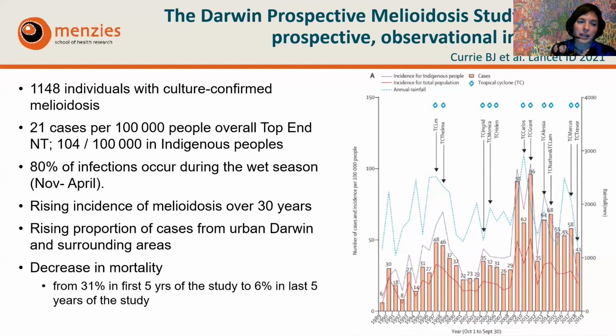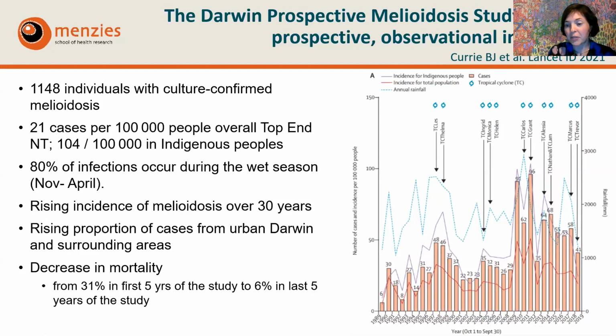This paper brought together data from over 1,000 people with melioidosis and was able to look at some really interesting trends over that period of time and tell us some further facts about melioidosis. So the case rate is about 21 cases per 100,000 people overall in the top end. But that case rate is 104 per 100,000 among Indigenous or First Nations peoples.